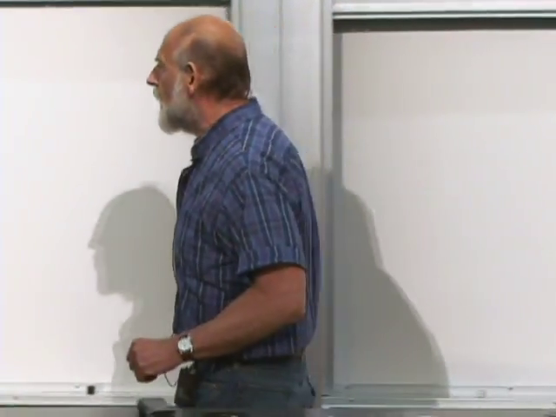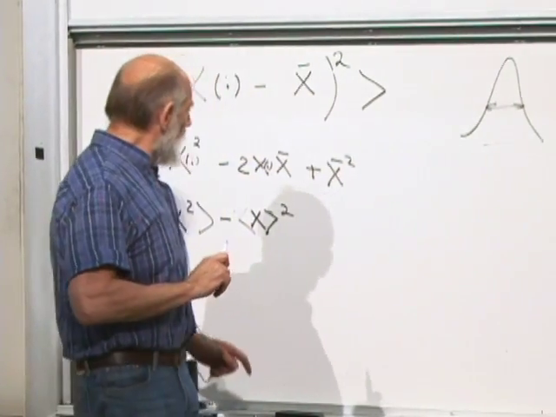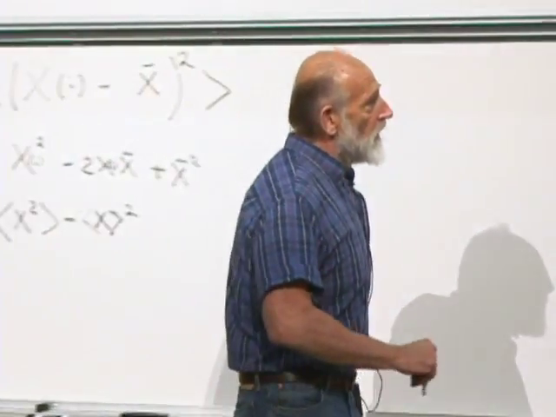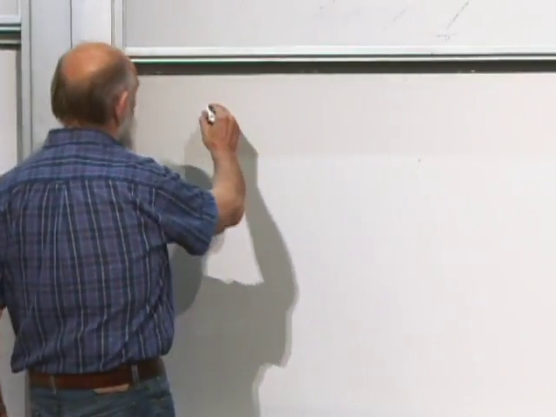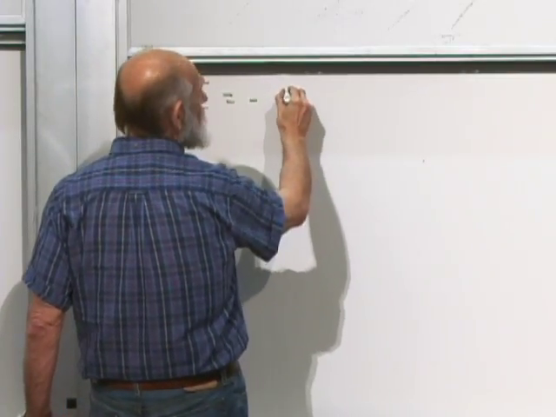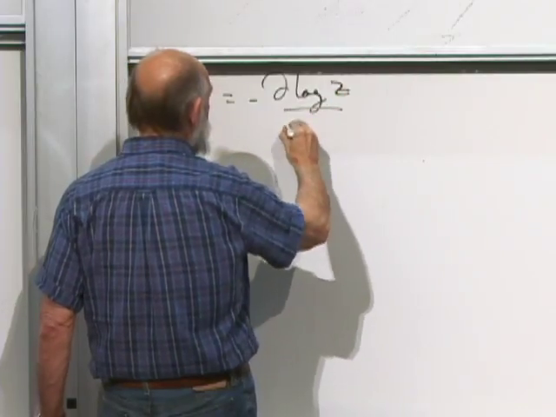But let's see how well we can do. How far can we go in calculating this variance for energy? We've calculated the average of the energy. Let's write down the formula. The average, there it is right here. But let me write up here. The energy is equal to minus d log z with respect to beta.